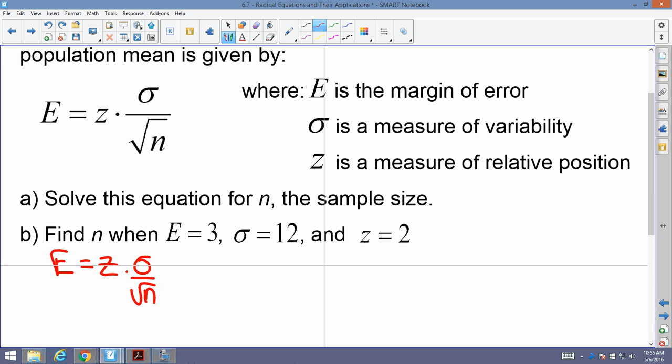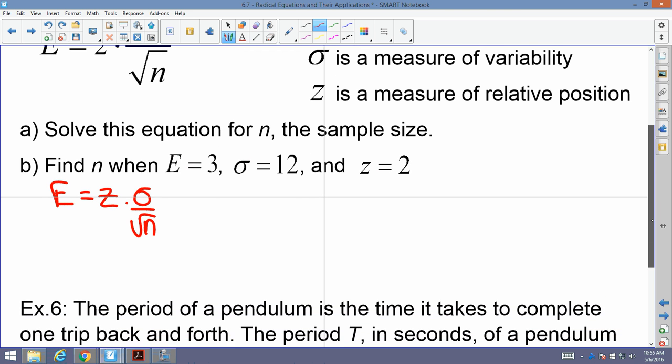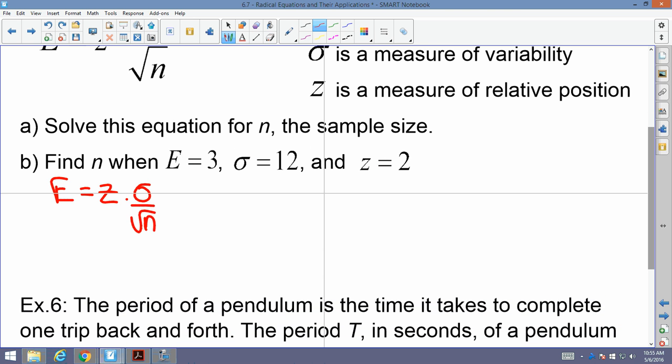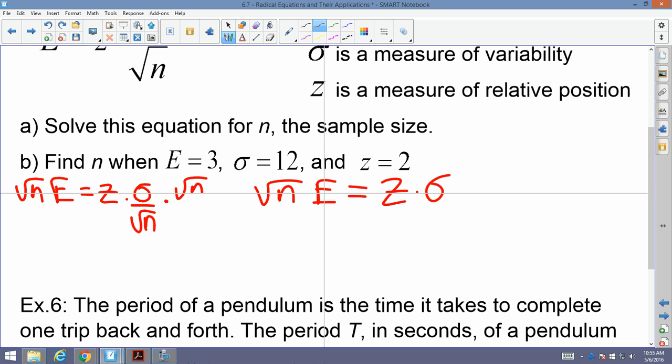Okay? I want to get n alone, but n's in the denominator. So what's the first thing you think I would do? How do I bring it to the numerator, my brother? It's great. You multiply both sides by the square root of n. Excellent. So this gives you square root of n times E equals Z times sigma. Okay, I know it looks like a 6. I'm sorry. Now, how do I solve for n?